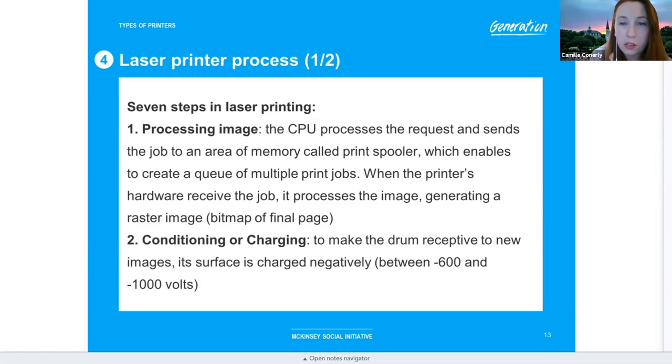Its surface is charged negatively between -600 and -1,000 volts. As we can see, these puppies eat up volts. It's very dangerous when you're dealing with these printers.